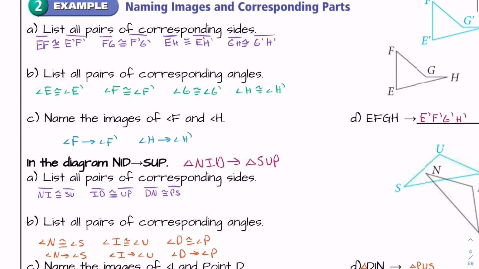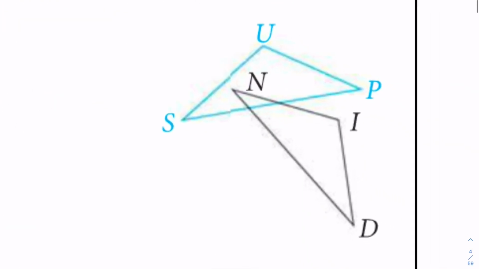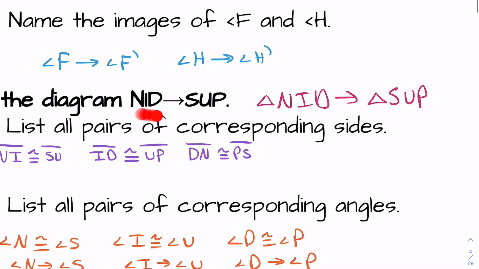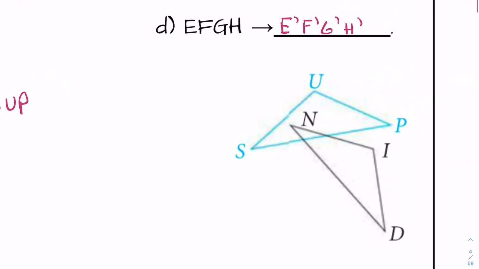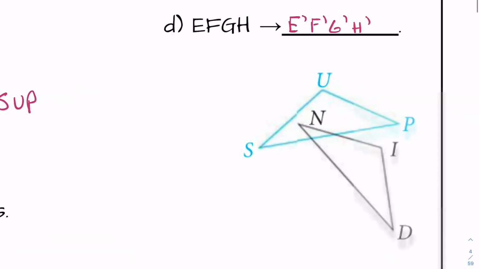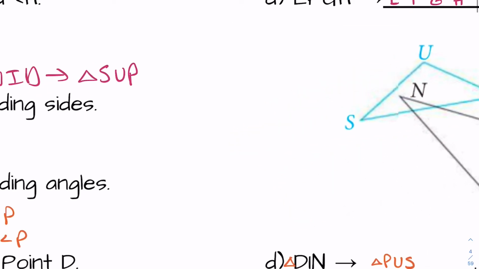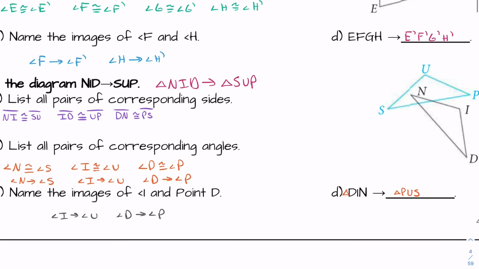Okay. Now, not all triangles need to be SUP and S prime, U prime, P prime. It could be SUP maps onto DIN or NID. So it looks like NID maps onto SUP. So this looks like it rotated because it's going in the same order. NID, SUP. Yeah, so it's just a rotation.